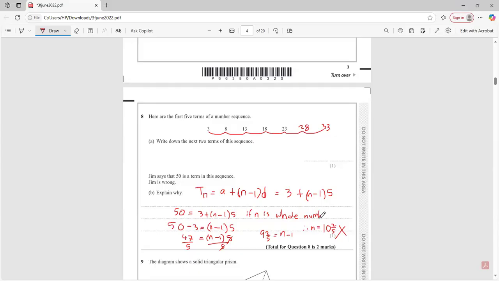Someone else could have said, for 50 to be a term, they will keep on adding 5. But I'm not sure that's a good way to go, because what if the number was bigger than 50? You won't take your whole time keeping on increasing it like that. So yes, this is a good way to prove it. Just prove it and end it.